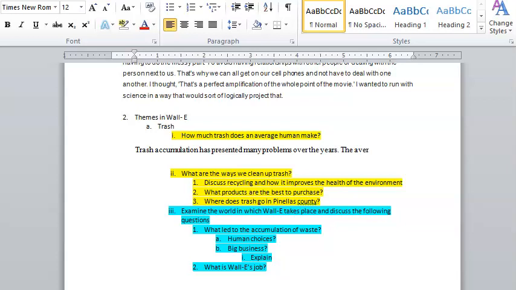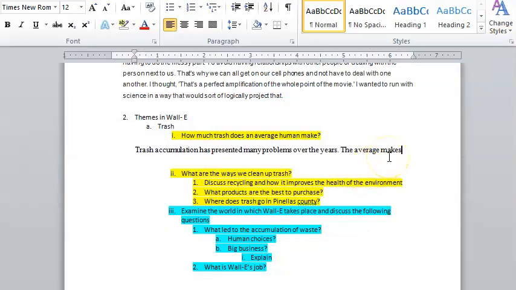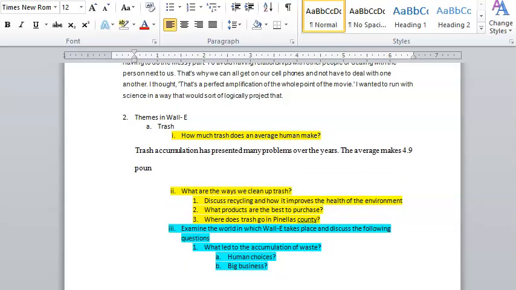The average human makes, and then we go back to our slide here, 4.9 pounds per person per day. The average human makes 4.9 pounds of trash per day. Now, you did not know that. And if you ever quote anything like that, the average person, sorry, let's make sure we type right. The average person makes 4.9 pounds of trash per day.